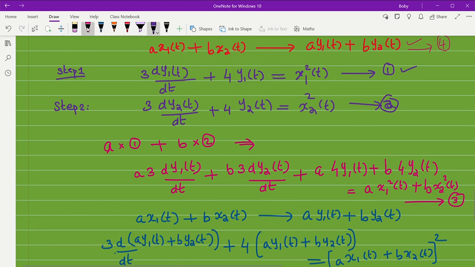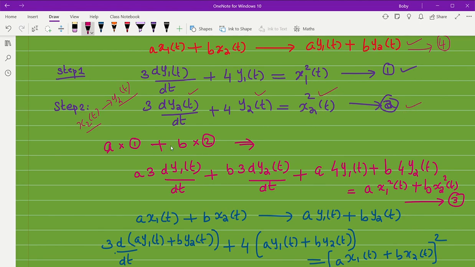Now equation number 2, for that input x2(t), output becomes y2(t). So 3 d by dt of y2(t). When we say modification, we are modifying the given differential equation. There, instead of x(t) we have to give x2(t), and instead of y(t), y2(t). So this becomes 3 d by dt y2(t) plus 4y2(t) is equal to x squared of t, which is x2(t) squared. Okay, x2(t) squared. So this is equation number 2.